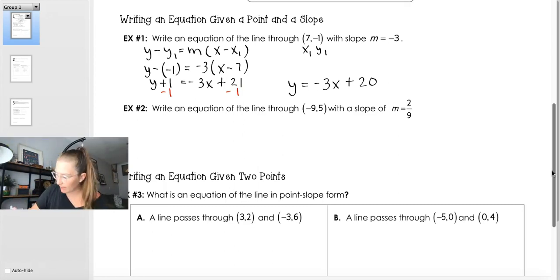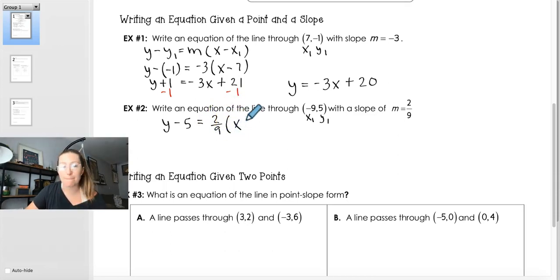Alright, so let's go ahead, plug in. I'm going to get y minus, again, this is my x1, this is my y1. So I'm going to get y minus y1, which would be 5, equals my slope is 2/9. And then I'm going to get x minus x1. Well, that's going to be a negative. So hopefully we're to the point that we could just say this is going to be a plus 9.